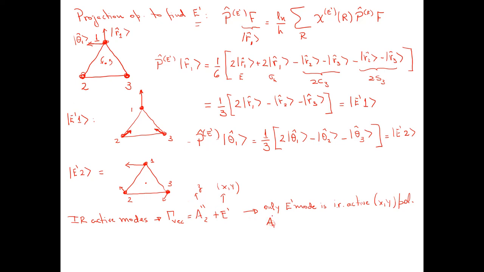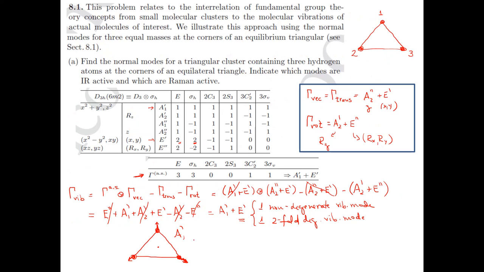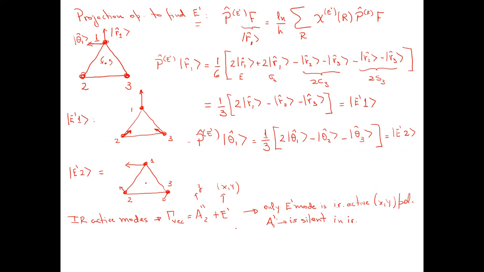The A1 prime, the perfectly symmetric breathing mode, is silent. We say that it's silent in infrared. You cannot observe that in infrared. And this is interesting too. It makes sense, because if you look at the A1 prime mode, you see that there's no dipole moment being induced by this totally symmetric displacement, right? Dipole moment is zero before and zero after you apply the displacement, so it should not couple to the electromagnetic field. And this is not the case for the E prime modes.